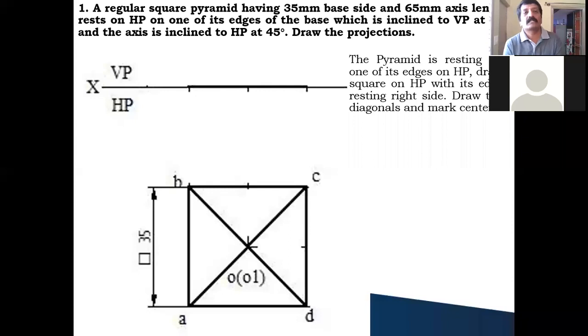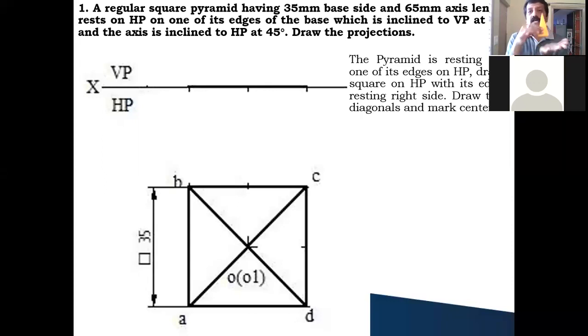So from the question it is clear that he has given a square pyramid which has a 35 millimeter base side. All the four sides are equal, and the axis. Axis, as I told, is an imaginary line drawn from the center of your base to the vertex or the apex. So this axis height he has given, that is 65 millimeter, and he says it is resting on HP with one of its edges of the base. So any one of the edges you can take, and you can take that edge on the right side of you to draw the true shape diagram.